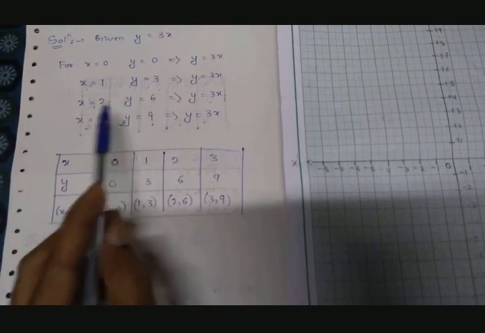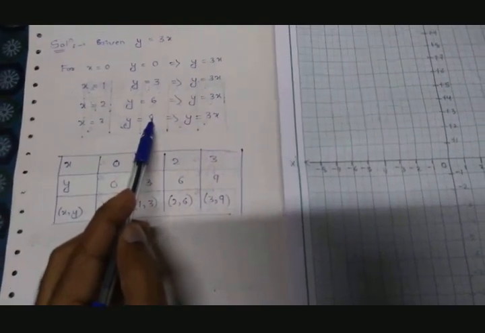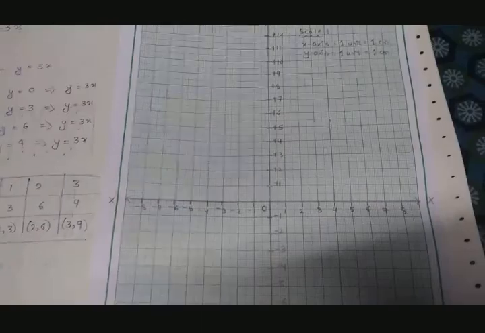And similarly, if x is equal to 1, y will be equal to 3; if x is equal to 2, y will be equal to 6; and if x is equal to 3, y will be equal to 9. So I will put that in table form, and now I will be plotting these four coordinates. Again, you have to be very careful while plotting the graph.